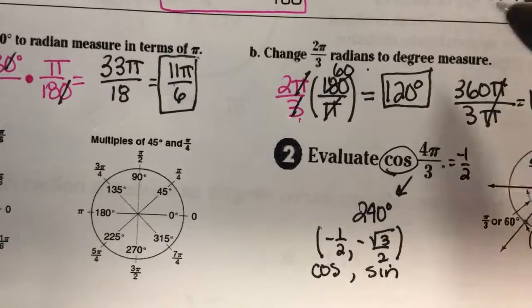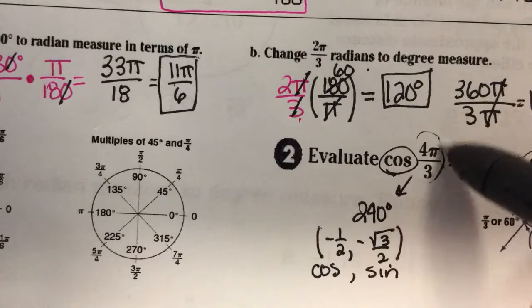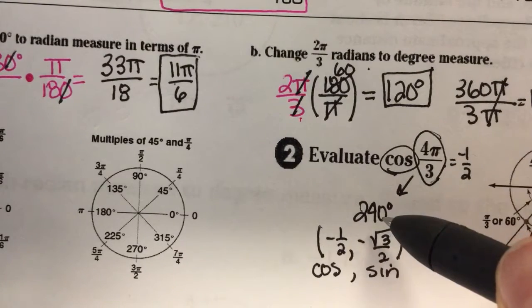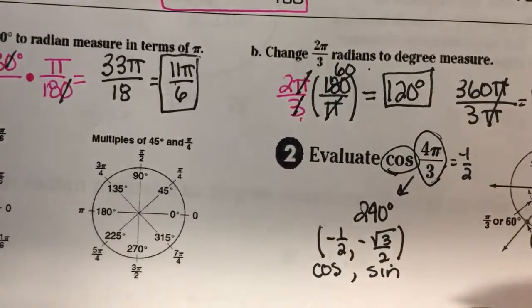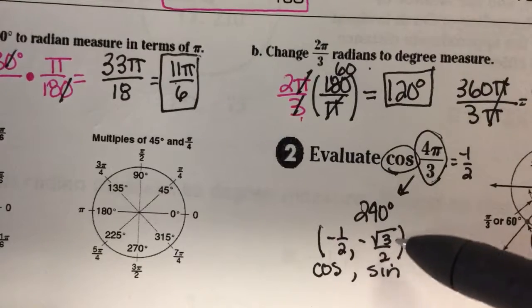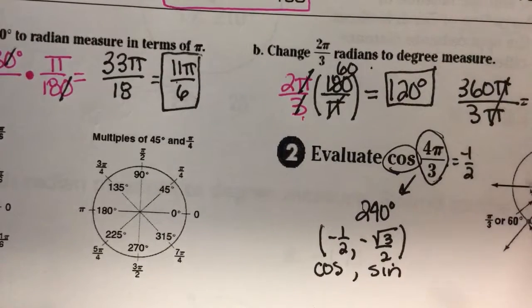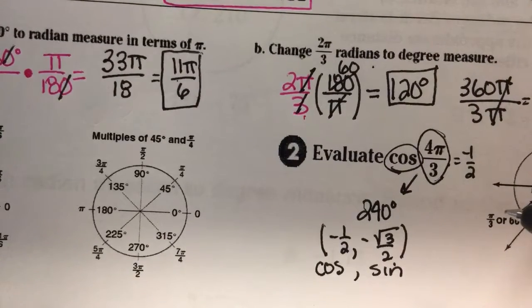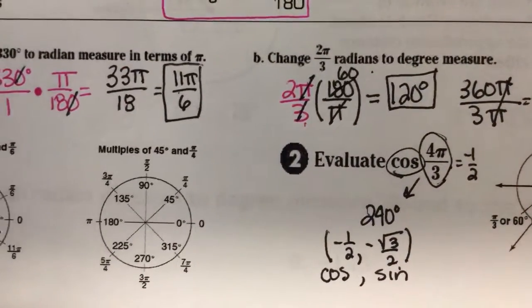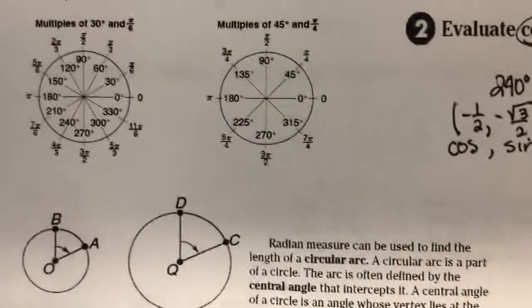Now, the other thing you can do is take this and convert it, get 240 degrees, put that into our calculators, or I can just go to my unit circle, find 240 degrees, and voila, there it is. Okay, so this is just different ways of using our unit circle. All right, let's look at the next part. The next part we're going to do is find arc length.